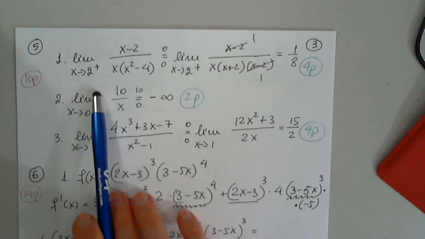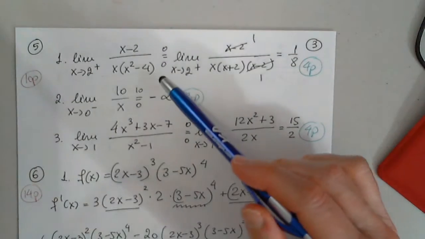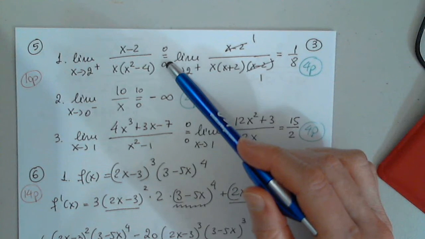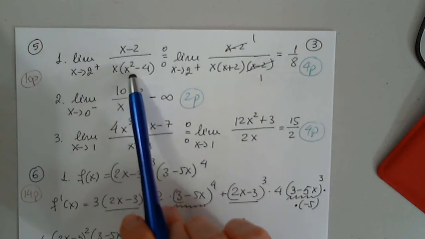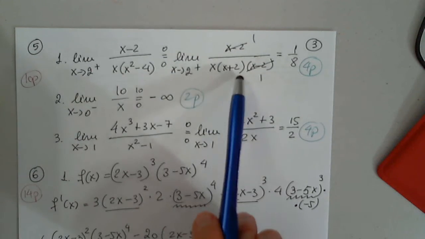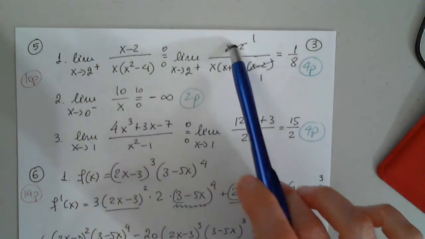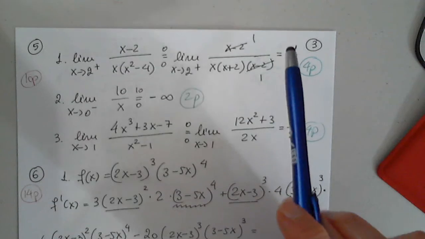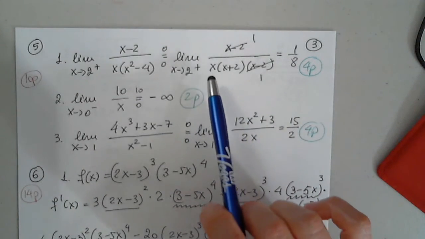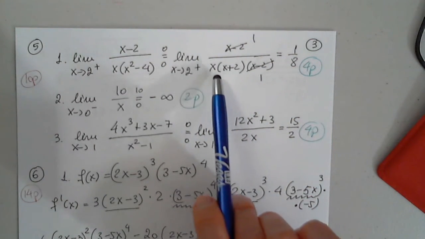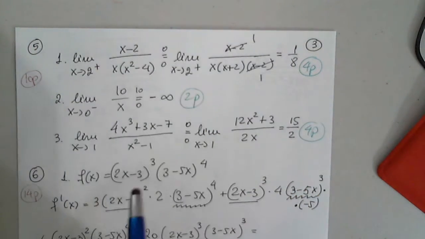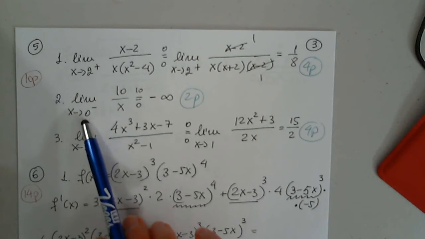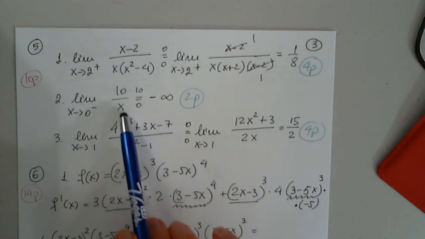So the limit as x approaches 2 from the right, I see it's 0 over 0, so there is hope. I factor x squared minus 4 into x plus 2 times x minus 2. I simplify the factor that creates the problem, the 0 over 0. And now the numerator goes to 1, the denominator is 2 plus 2, 4 times 2 is 8, 1 over 8.